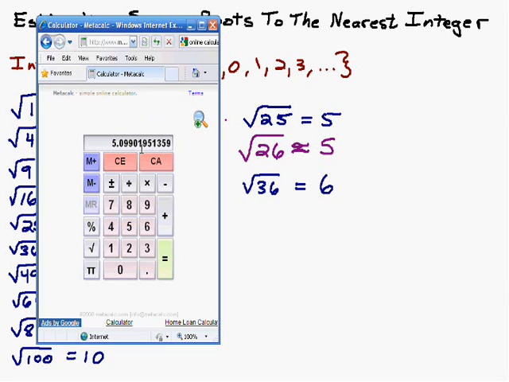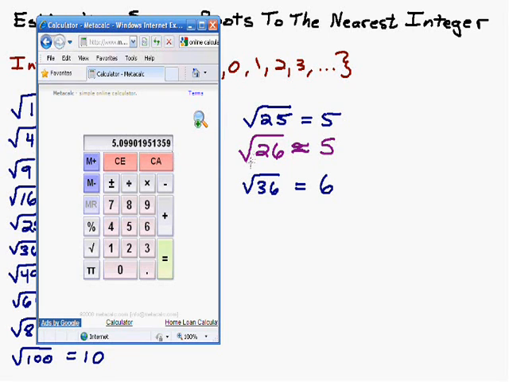Notice this number doesn't have any repeating patterns in it. As a matter of fact, it goes on forever. Even though the calculator is only showing us the first 10, 11 digits or something like that, it does go on forever without a pattern. That makes it an irrational number.